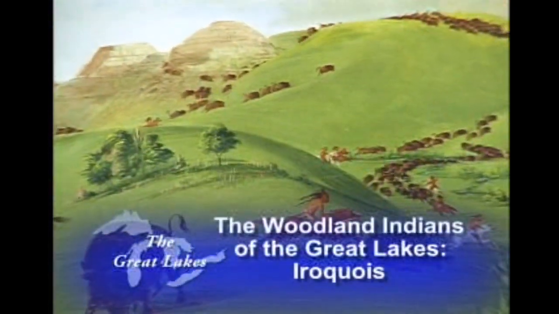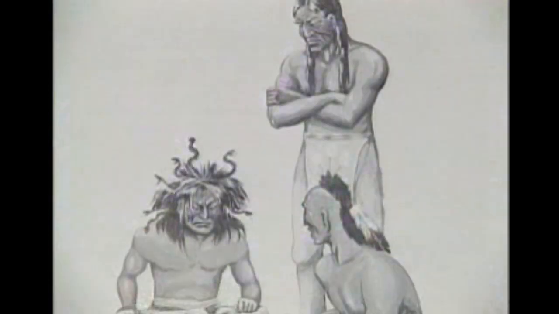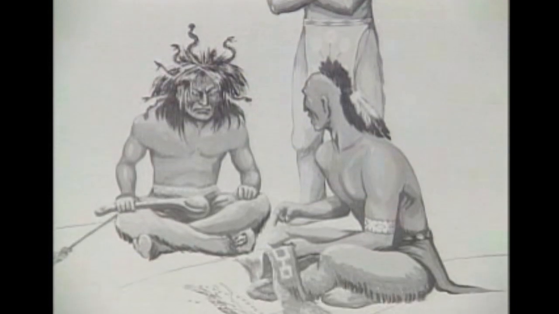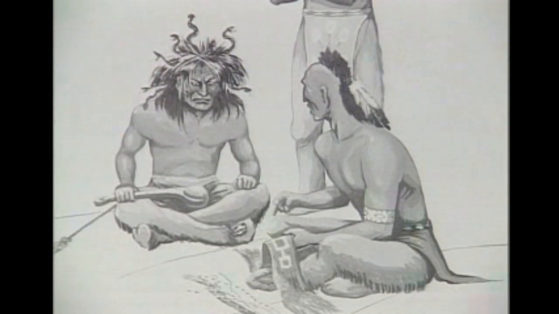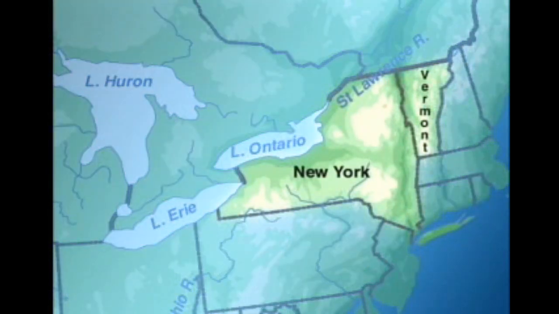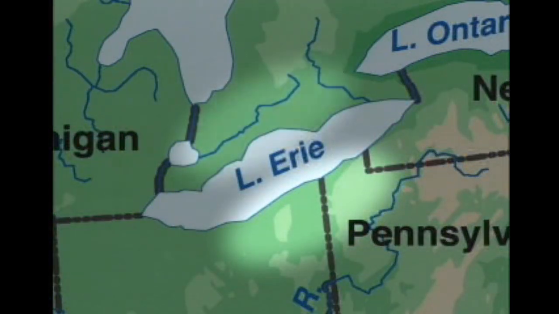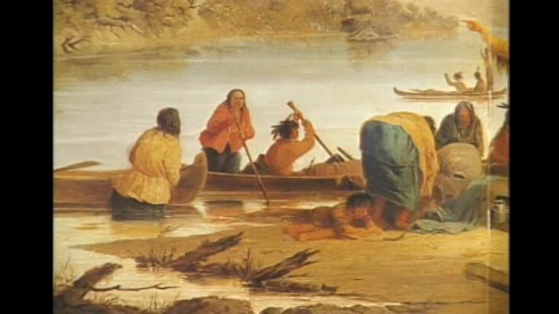The Iroquois were the mortal enemies of the Algonquin-speaking peoples. They lived mainly on the south shore of Lake Ontario and east into the present-day states of New York and Vermont. The Erie Indians, who lived along the south shore of Lake Erie, and the Tobacco tribe, which lived on the north shore of Lake Erie, also spoke the Iroquois language.